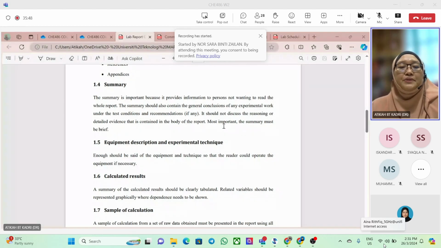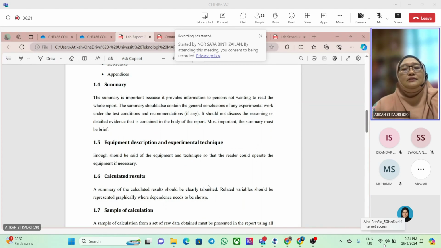And in the summary, it shouldn't have detailed discussion, or elaborate further on the findings or on the issues that you found out from the experiment. So that should be kept in the discussion later on. So the summary has to be very brief. It's just one paragraph.